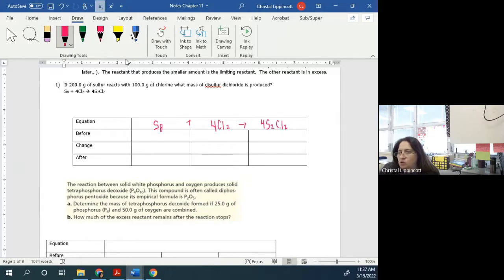So I'm going to take this 200 grams of sulfur, that's S8. I'm going to divide that by the molar mass of 8 sulfurs. The molar mass of 8 sulfurs is 256.8. So I divide that out. It ends up being 0.779, and that's what I'm going to put in the table here under sulfur.